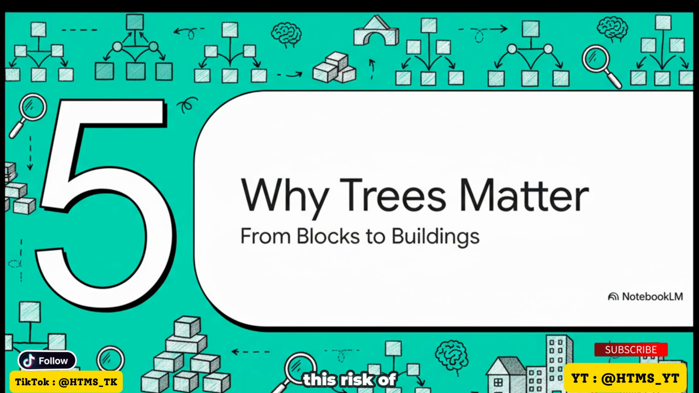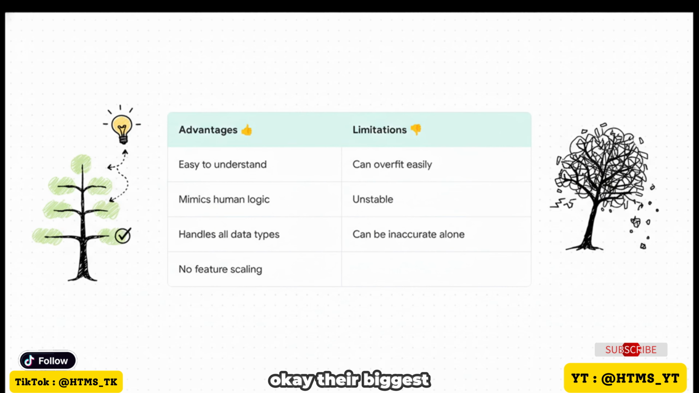Now, even with this risk of overfitting, decision trees are still incredibly important in machine learning. So let's wrap this up by looking at why they matter so much. Okay, their biggest advantage, hands down, is that they are super easy to understand. You can literally trace the path from the root to a leaf and explain exactly why a decision was made. They think like we do.